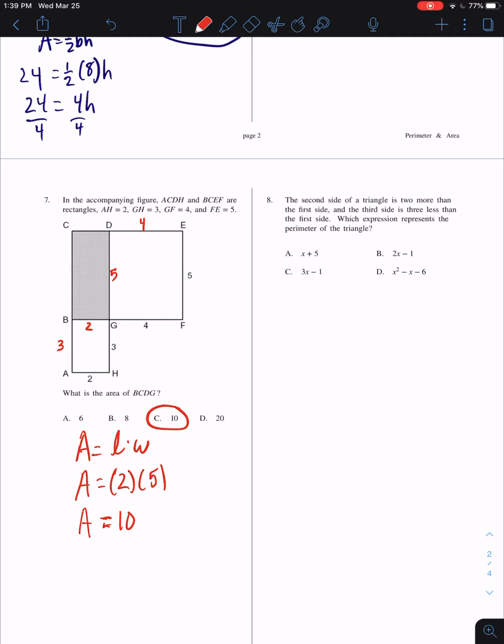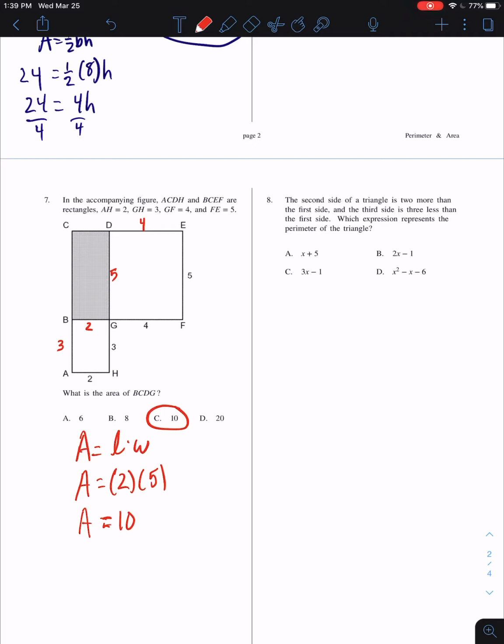Okay, so we've got 3 sides of a triangle. If you read through this problem, the second side of a triangle is 2 more than the first side. The third side is 3 less than the first side. Which expression represents the perimeter of the triangle? You'll notice here they didn't tell us what kind of triangle it is.